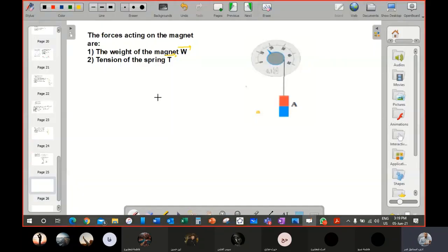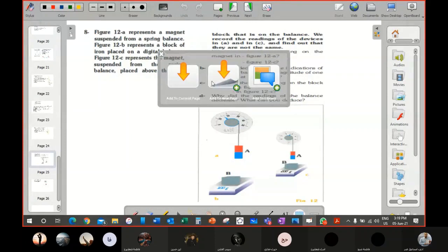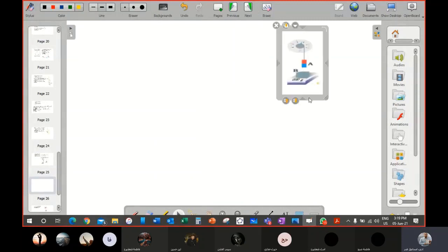Now in figure 12C. This is figure 12C. Let me take it to the board. In figure 12C, this is figure 12C.